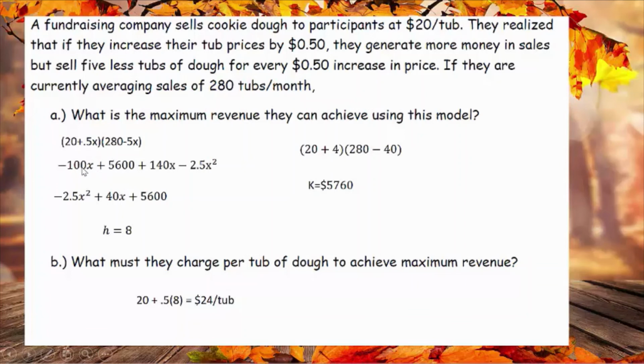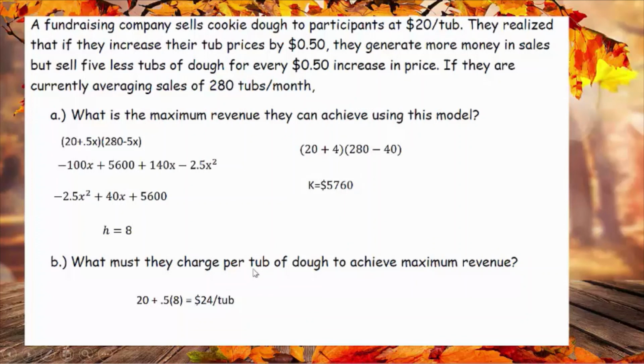And then if you FOIL it out successfully, you should get the following standard form. If we do opposite B over 2A, we should get 8. And then if you want your K, you can just plug 8 into either your standard form or your other form, and you should come out with $5,760.